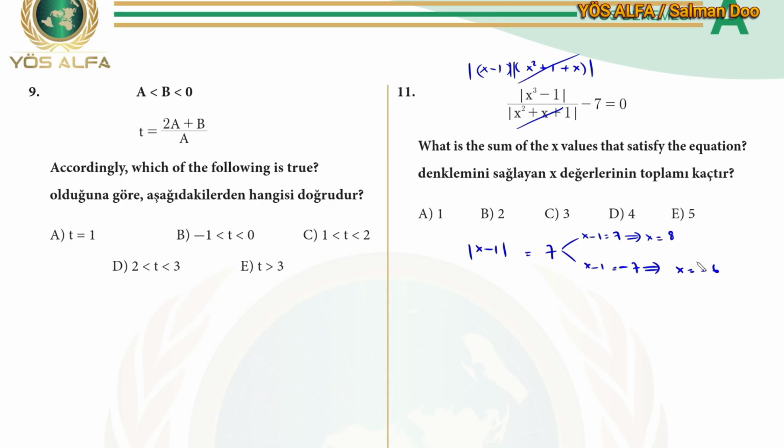So let's check if these values make the denominator 0 or not. If the denominator turns out to be 0, then we need to eliminate that solution. So x is equal to 8 is okay, since this function is already positive. When x is equal to -6, we have 36 minus 5 is 30. So this is not 0. So we can choose both answers. So there are two solutions for this equation. So the answer is B.